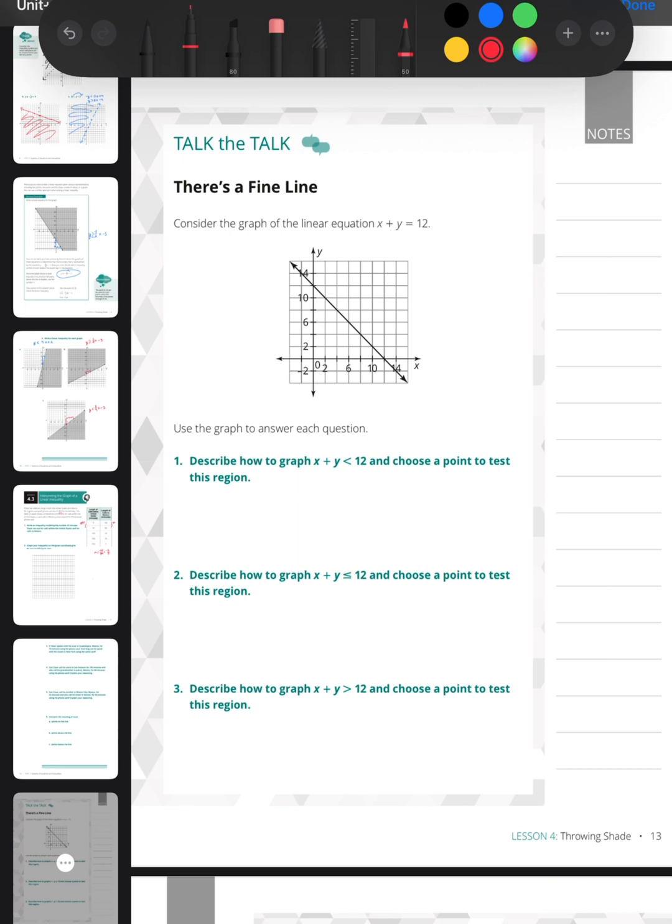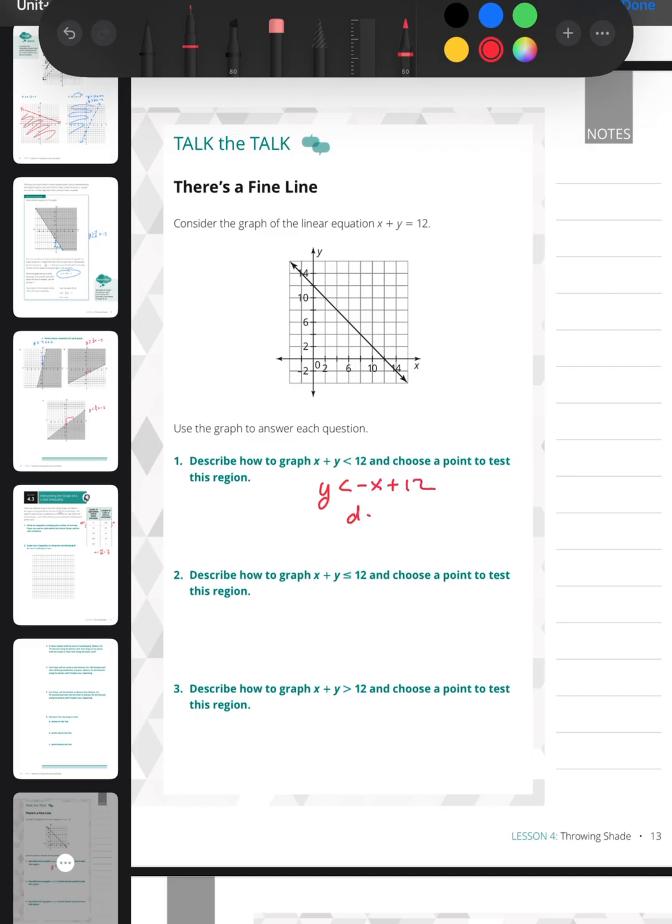All right, so skipping all the way past 4.3, we're going to wrap it up here at the end to summarize everything together. They gave us a graph with just an equal sign, x plus y equals 12, and want us to use that graph to describe how we could graph if it were changed to these various inequalities. So first of all, with number 1, if we solve that for y and subtract x, we're going to get y is less than -x plus 12.